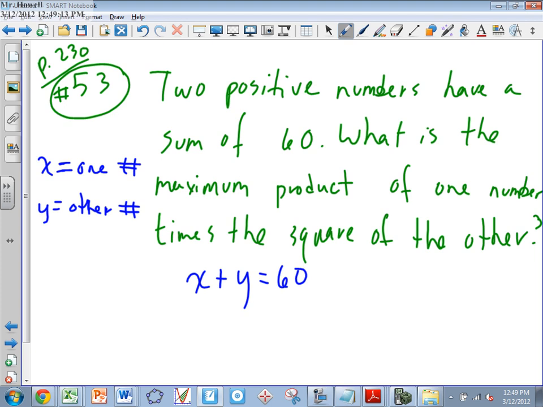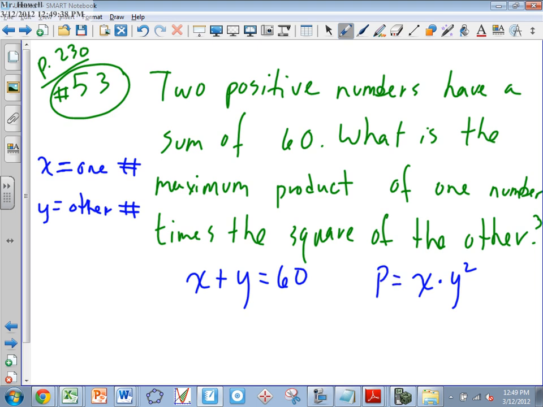It says, what is the maximum product of one number times the square of the other? One number, product means multiplication, and it's one of the numbers, so maybe x or y, times the square of the other. So if I count the x, it would be x times y squared. Very good. Now, my question for you is this.